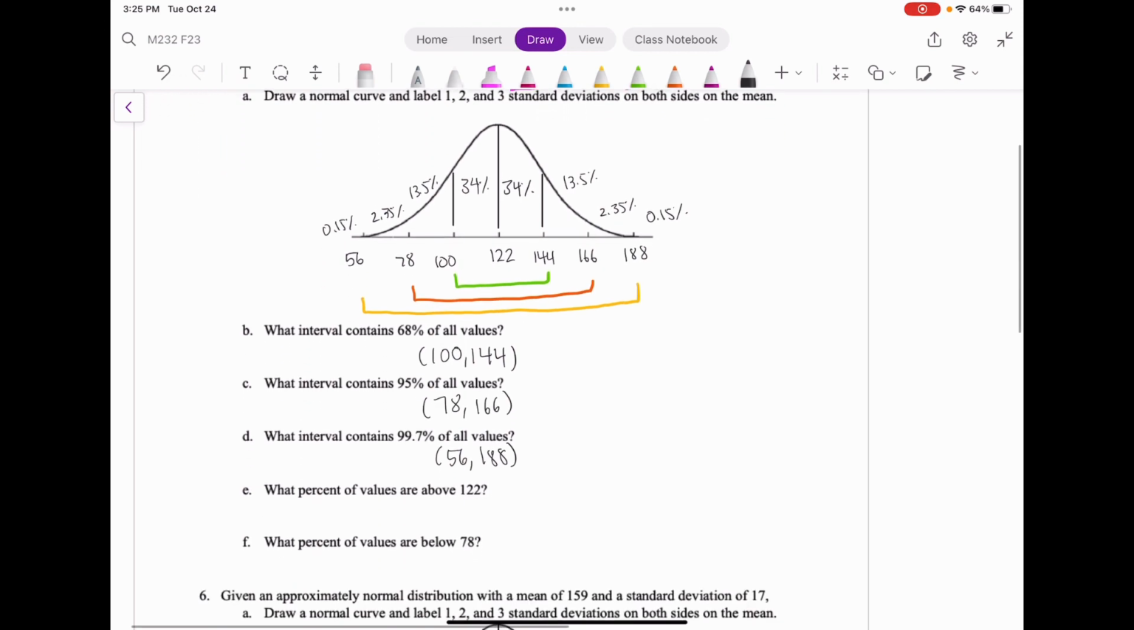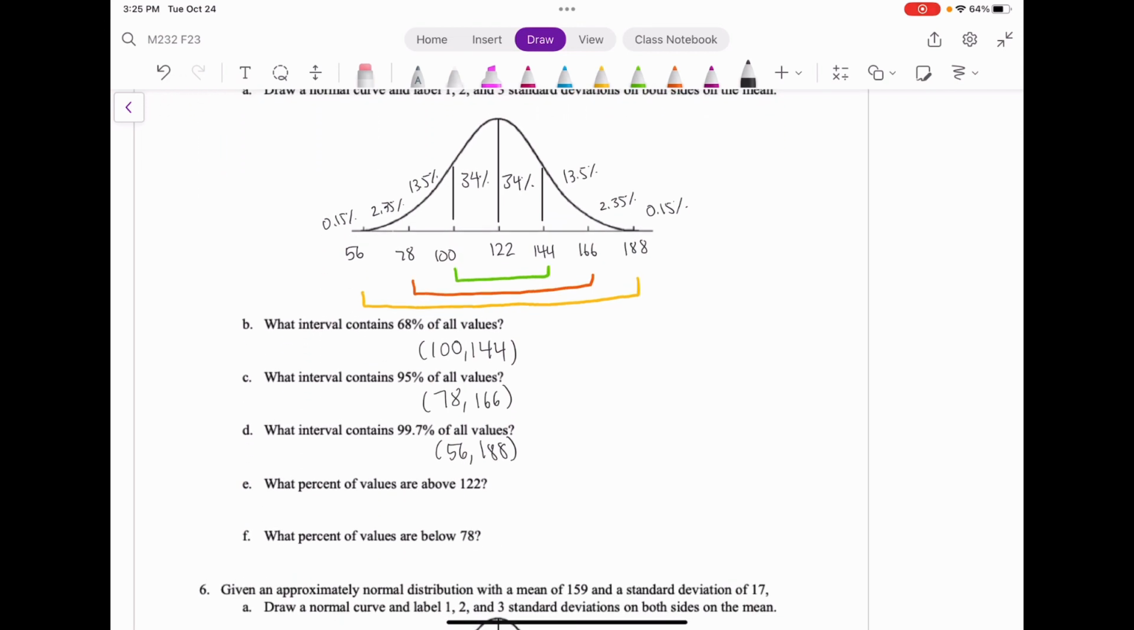The next question says, what percent of values are above 122? 122 is right in the middle, and above is to the right, which means we would be adding the percents 34, 13.5, 2.35, and 0.15 to get 50%. And then below 78, I go to 78, and I'm adding all the values below that, which is 2.35 and 0.15, which gives us 2.5%.